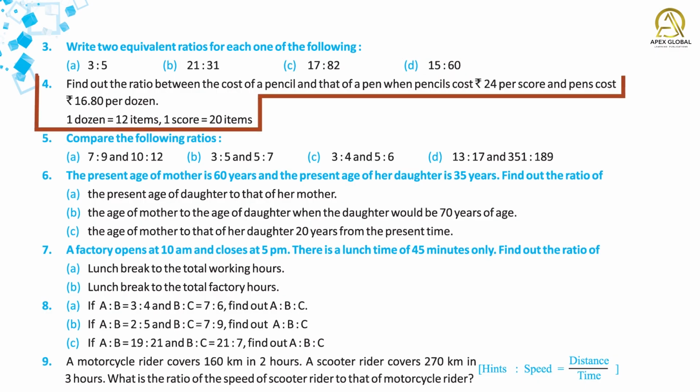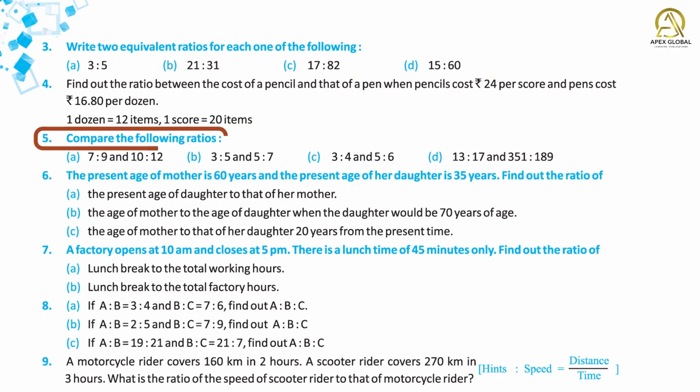Question 4. Find out the ratio between the cost of a pencil and that of a pen when pencils cost rupees 24 per score and pens cost rupees 16.80 per dozen. 1 dozen equals 12 items. 1 score equals 20 items. Solution 6 ratio 7.